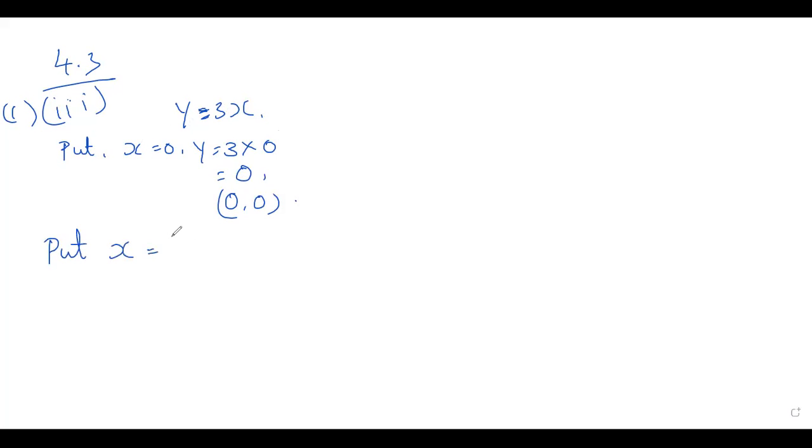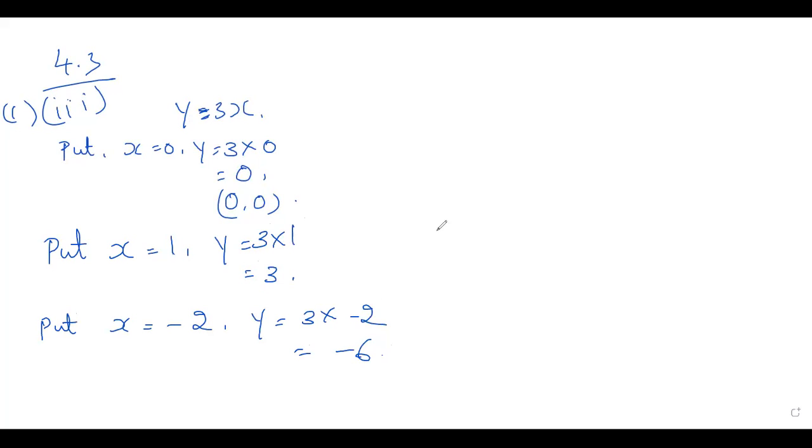Next, put x is equal to 1, then y is equal to, we are substituting the values for x, then we will get the value of y. Now in place of x, I am writing 1, 3 into 1 is 3. Now put x is equal to minus 2, then y is equal to 3 into minus 2, that is equal to minus 6. Okay, children, we have 3 points here.